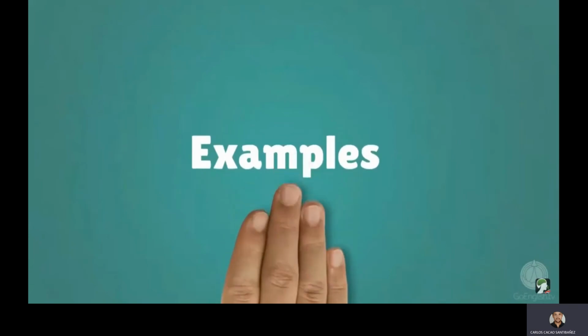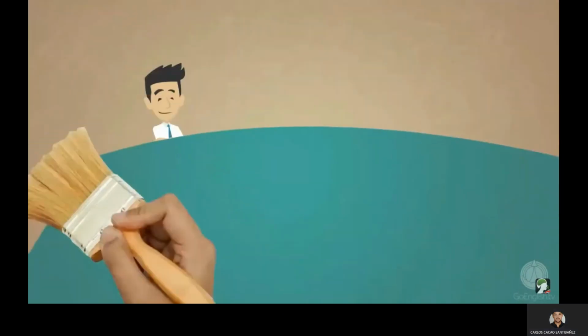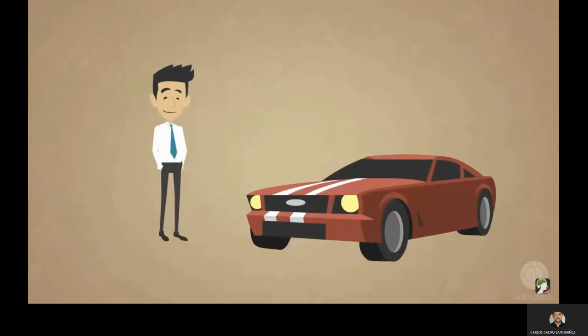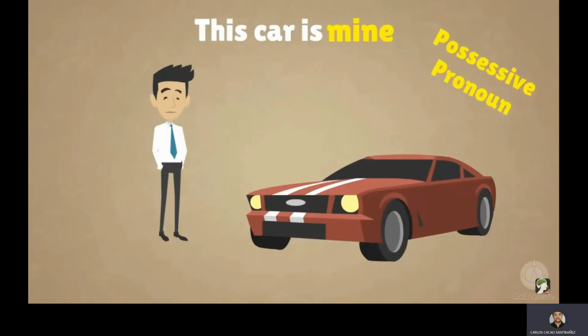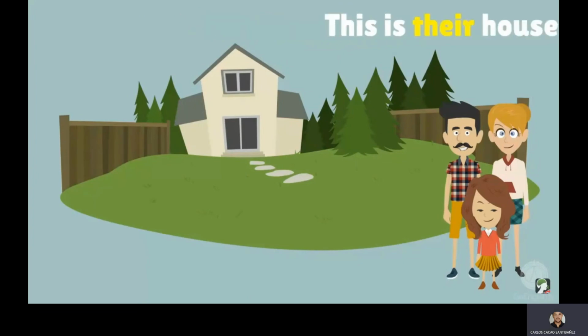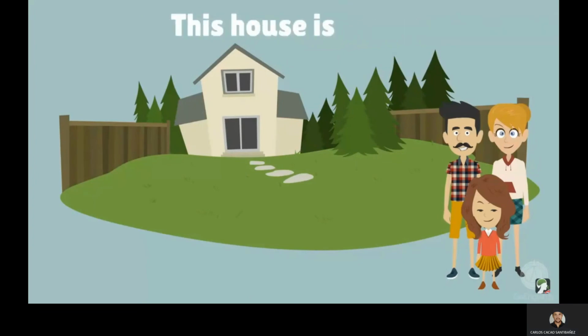Okay, so let's see now some examples. This is a possessive adjective. This is my car. Okay. This car is mine. This is the possessive pronoun. Let's see another example. This is their house. Possessive adjective. This house is theirs. A possessive pronoun.